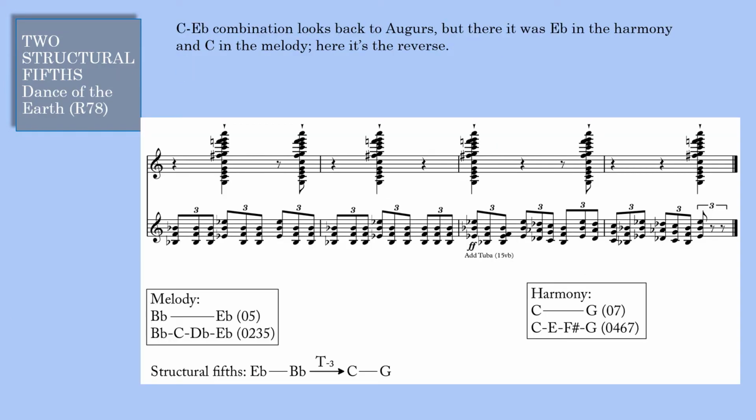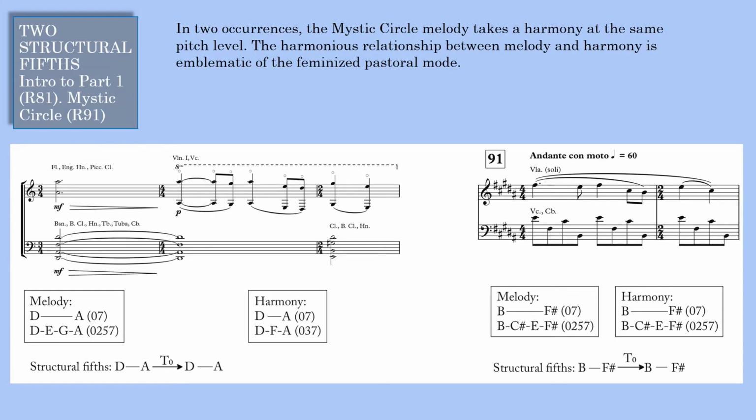The combination of structural fifths on C and E flat looks back to Augurs, but there it was E flat in the harmony and C in the melody. Here it is the reverse. In two occurrences, the mystic circle melody takes a harmony at the same pitch level. The harmonious relationship between melody and harmony is emblematic of the feminized pastoral mode.